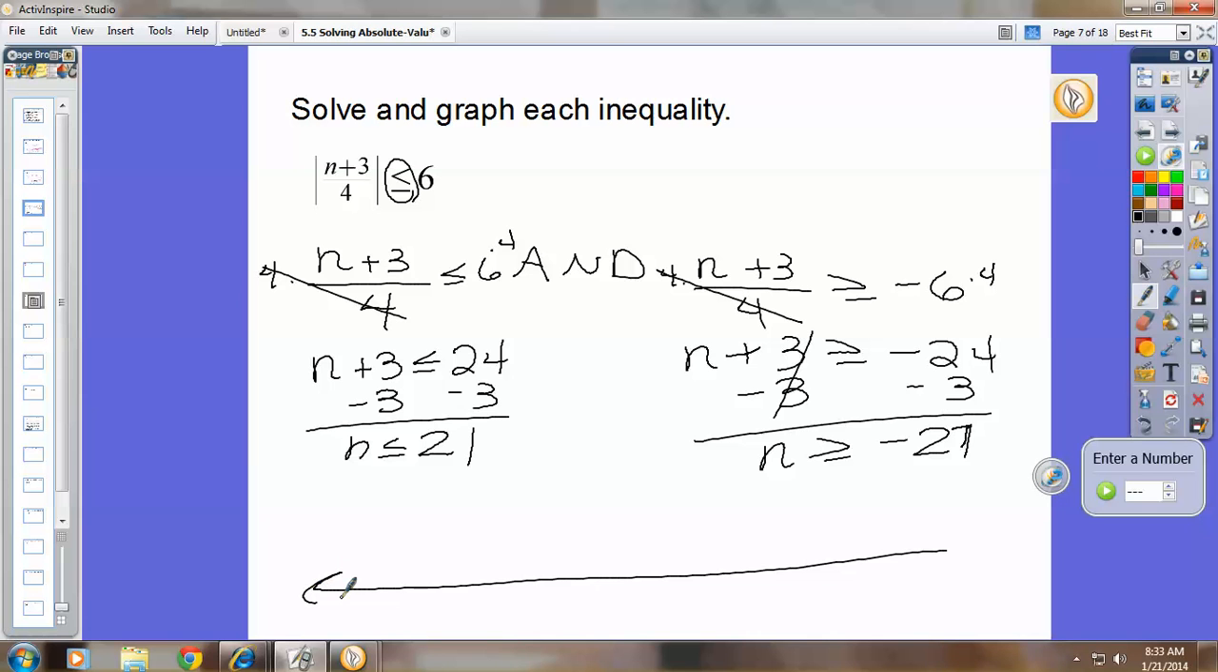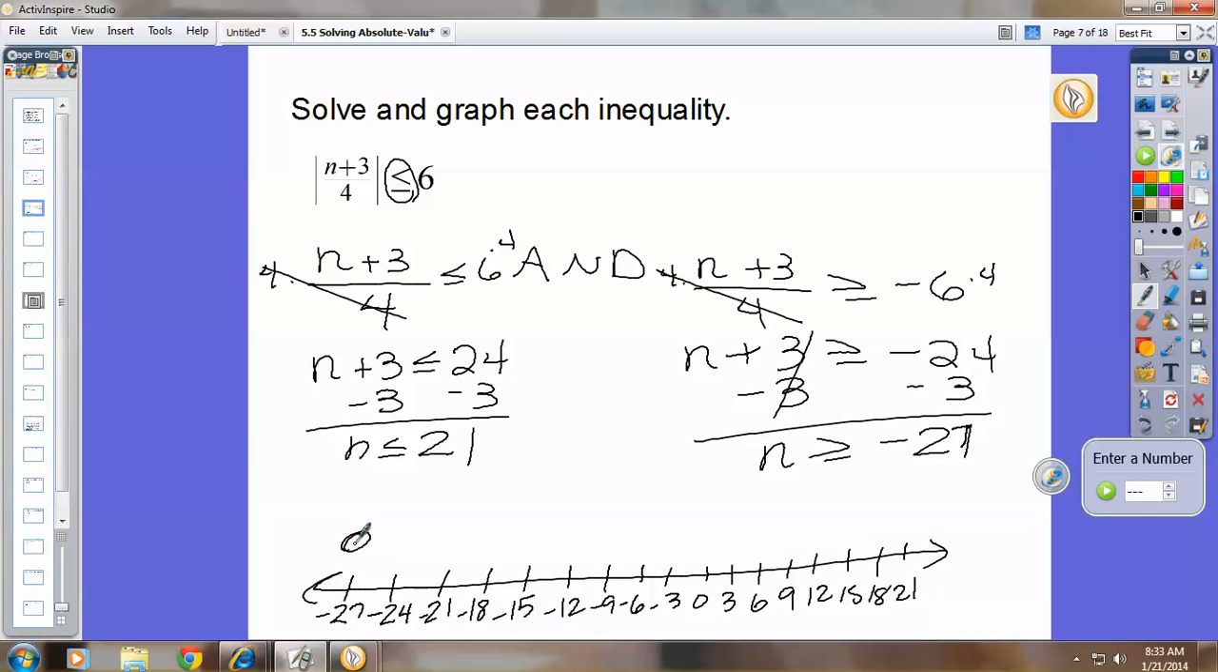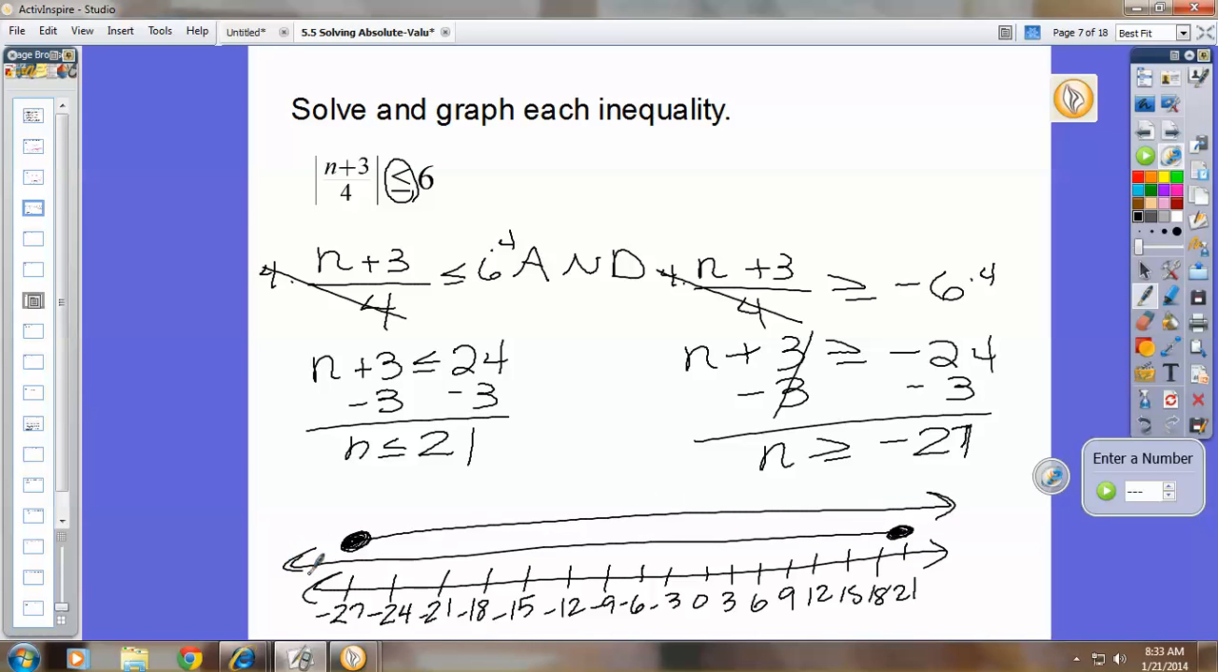So on my number line, I'm going to include numbers from negative 27 to positive 21. So we're greater than or equal to negative 27. Make sure you use that closed circle. And less than or equal to 21. Notice on my number line I went by 3s, I should say. Because 21 and negative 27 are both divisible by 3, so I was thinking I could fit both numbers. But you cannot just put 21 and negative 27. I need more information on your number line.